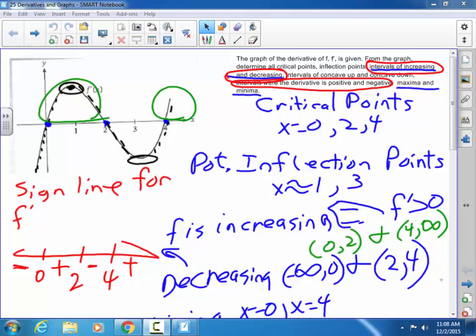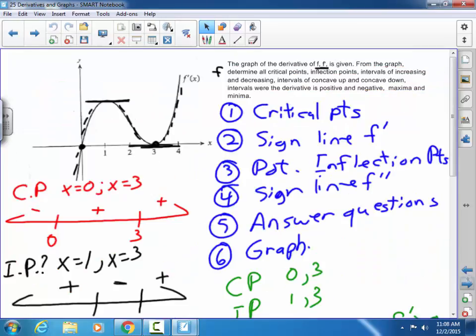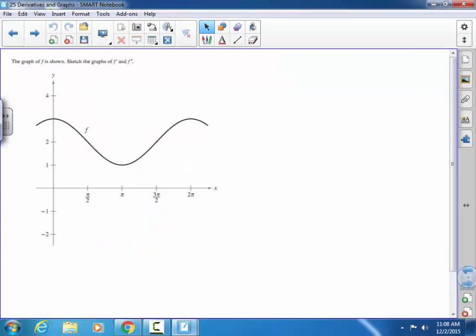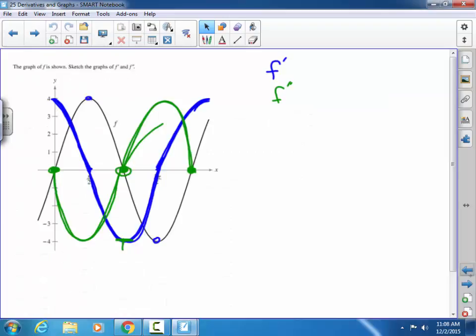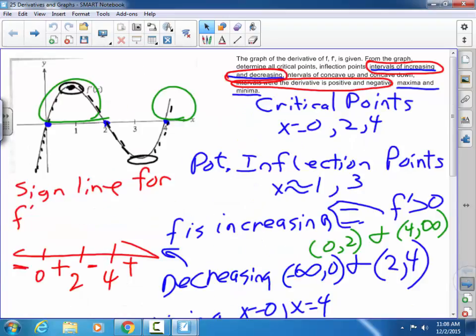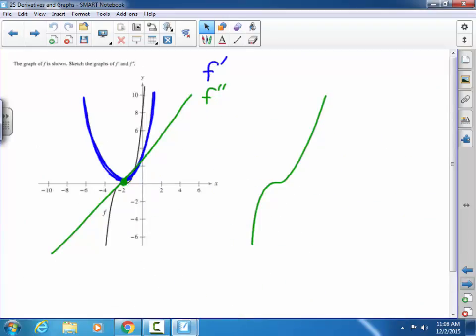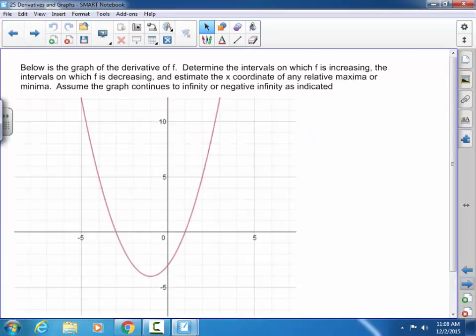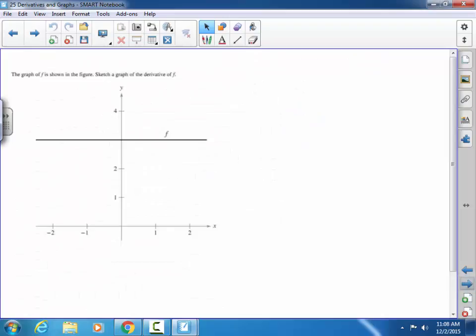Yes, ma'am. Like if you're given a graph of f, you have to draw f prime. Take the derivative of it. Yep. Very good. Good question. I think I have one of those here somewhere. Something like, where is it? There we go. Okay. So if you've got something like that, for example, this is in your notes.